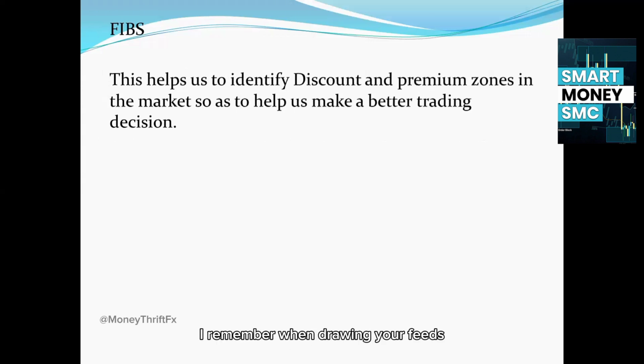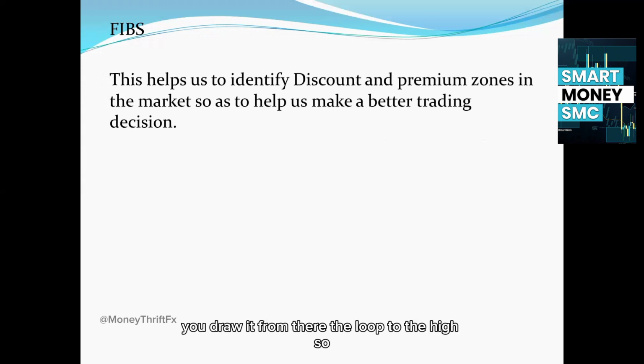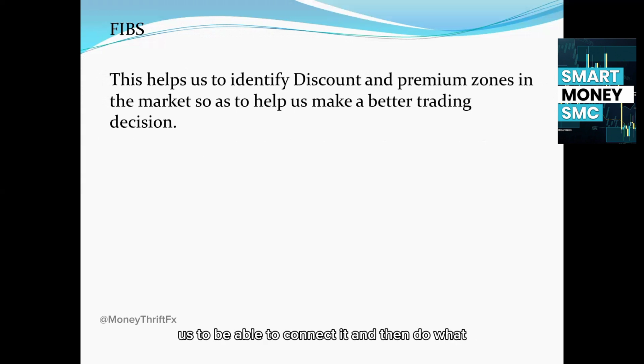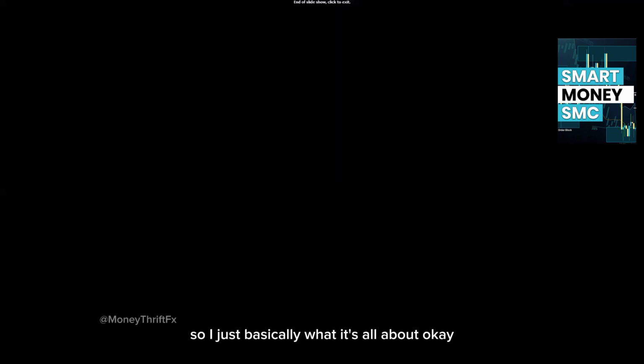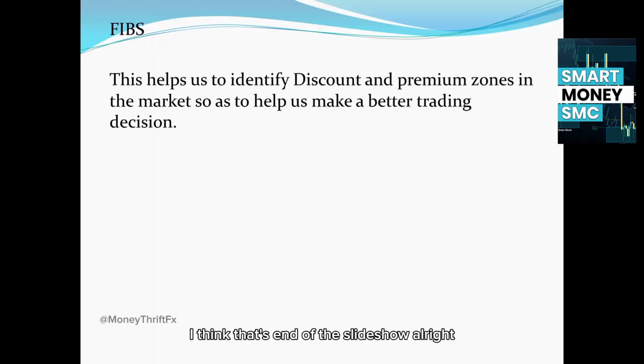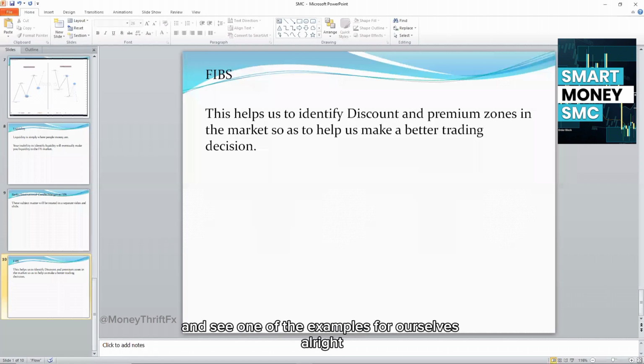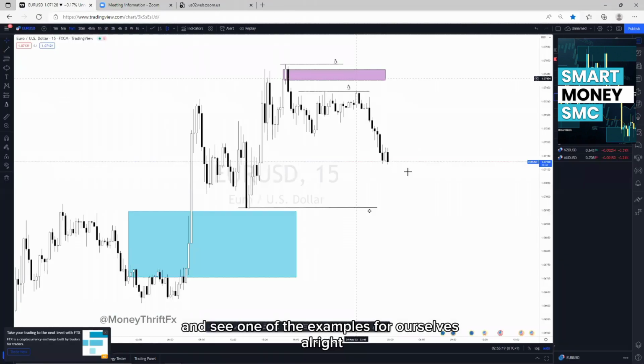Remember, when drawing your feeds, like mentioned in the previous video, you draw it from the low to the high, so as to be able to connect it and then take your trades from there: from the discount zone for a buyer and from the premium zone for a seller. That's basically what it's all about. I think that's the end of the slideshow. So let's go into the chart and see one or two examples for ourselves.